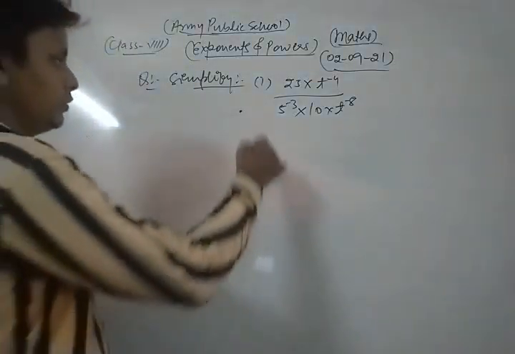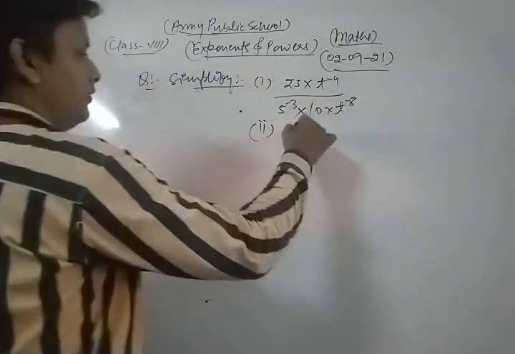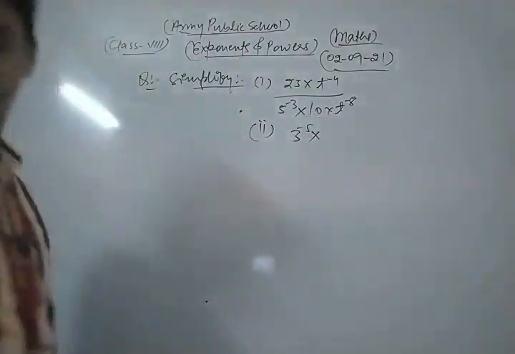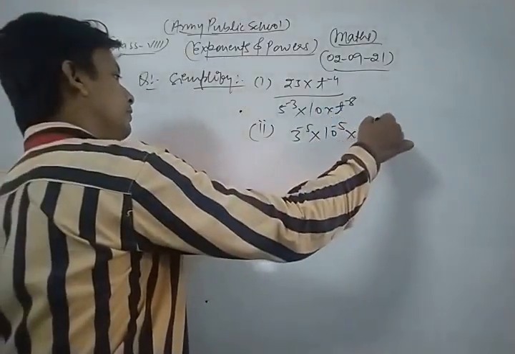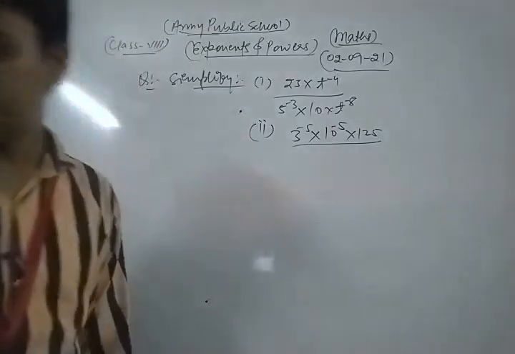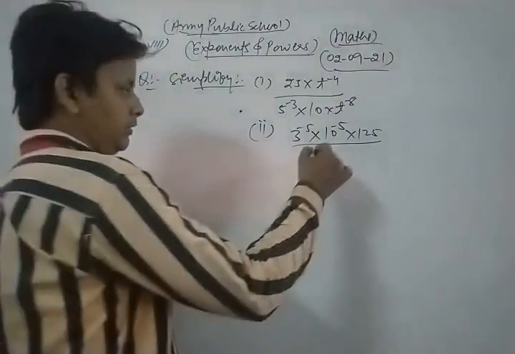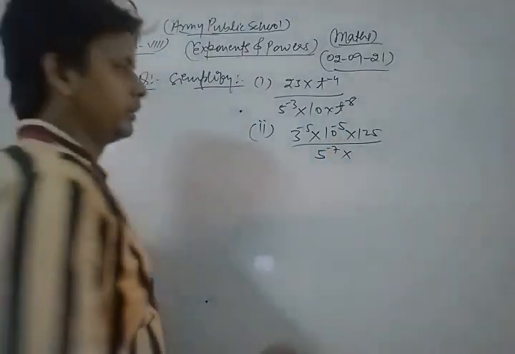Okay, and second one is what? 3 power minus 5 into 10 power minus 5 into 125 upon 5 to the power minus 7 into 6 to the power minus 5.